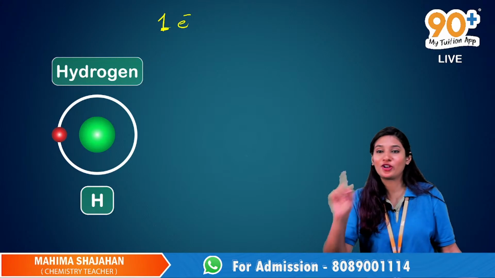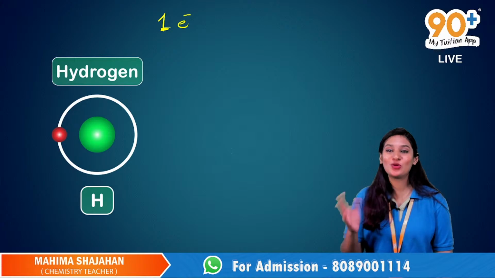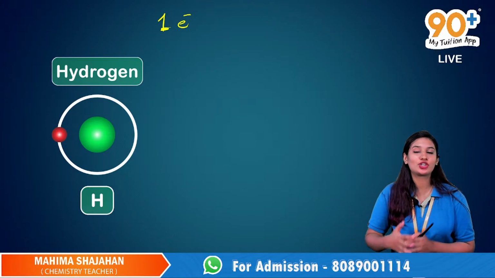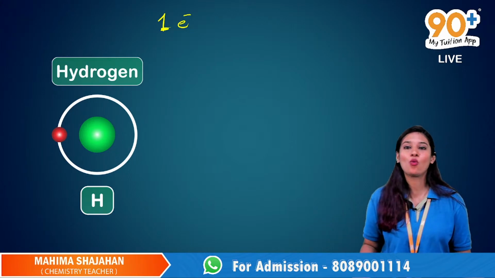Yes, very good. All of you are showing this. Okay, yes, you are right. It is 1. Since it's neutral, the extra negative charge and the positive charge are equal, right? Yes, so it will have 1 proton.